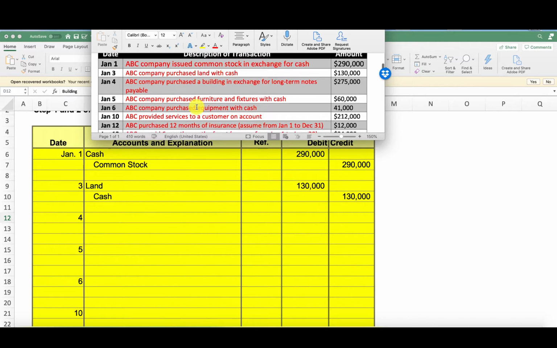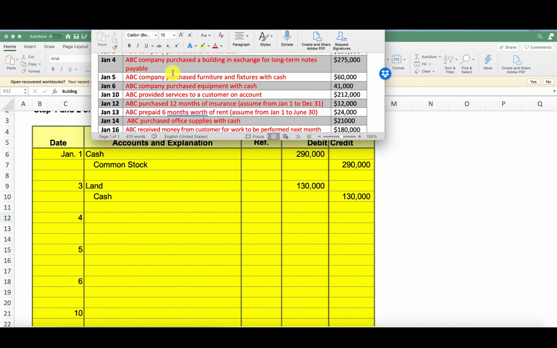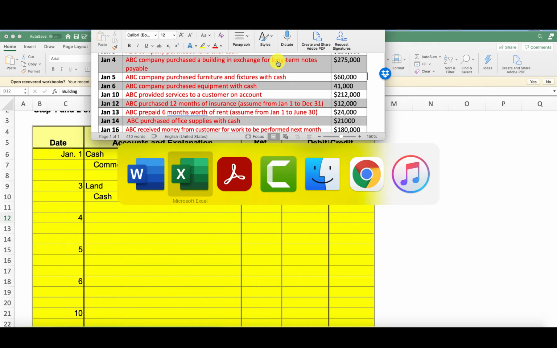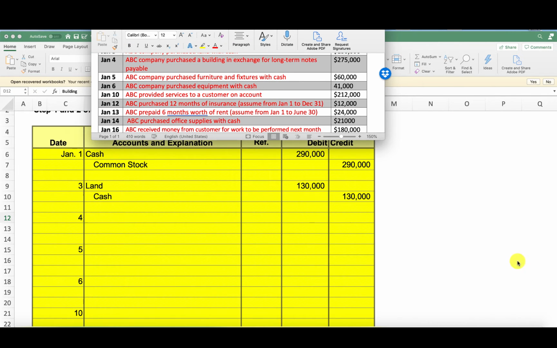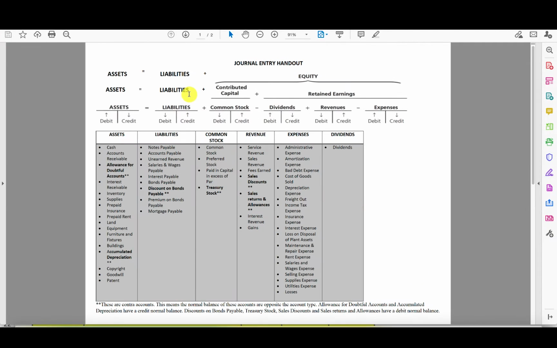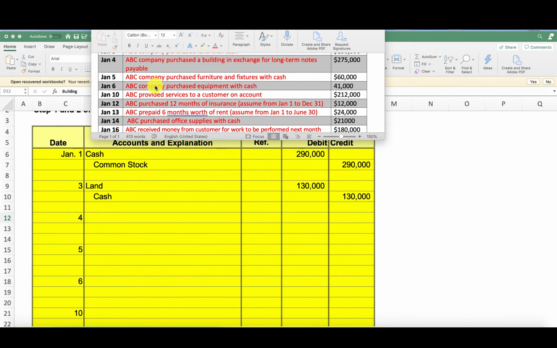On the 4th, we have ABC purchased a building in exchange for long-term notes. So what are you receiving? I'm receiving a building, and I'm not giving cash. I'm giving a long-term notes payable. Long-term means it's more than a year. So again, I do the same thing, right? I go to my journal entry handout, and I say, what am I getting? I'm getting a building in exchange for long-term notes payable.